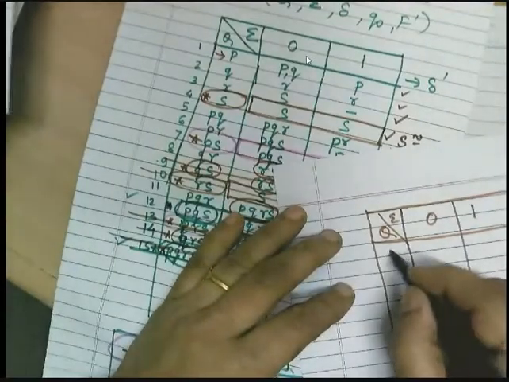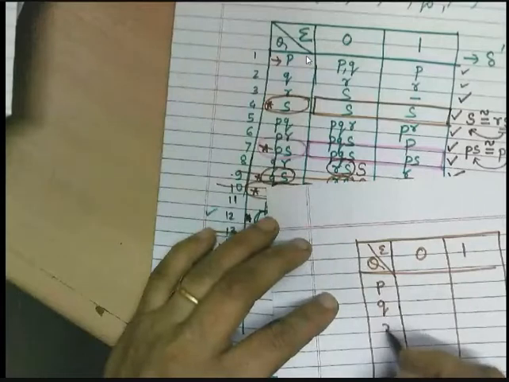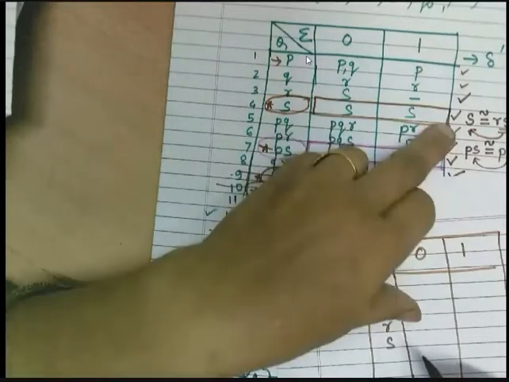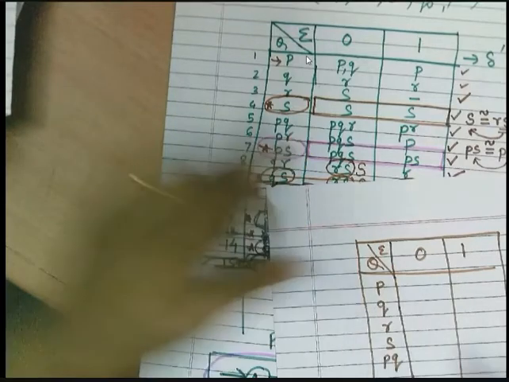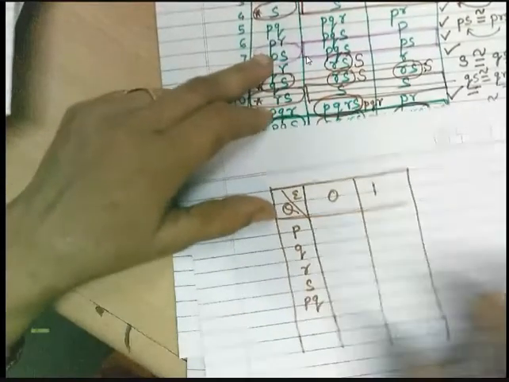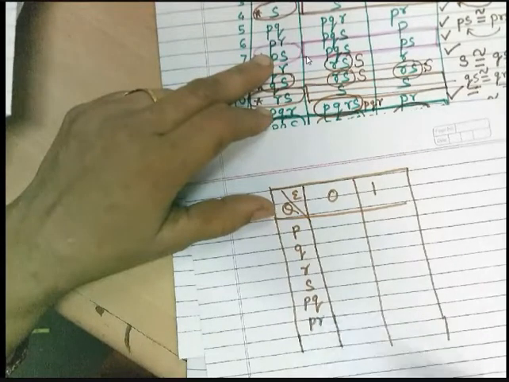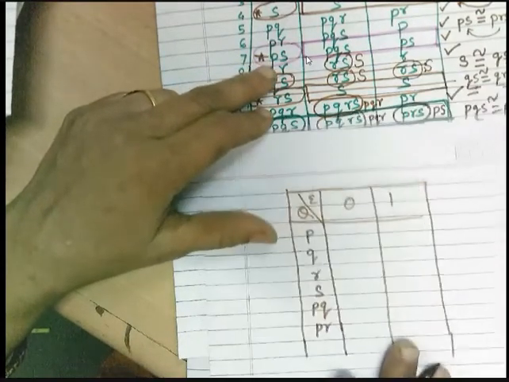So which states are remaining? P, Q, see whatever I take, I'm taking that only. R, S, right? Next we have to consider PQ. Is it visible? Yes. Then PR is also there. I need to keep it. Next, PS is also there.